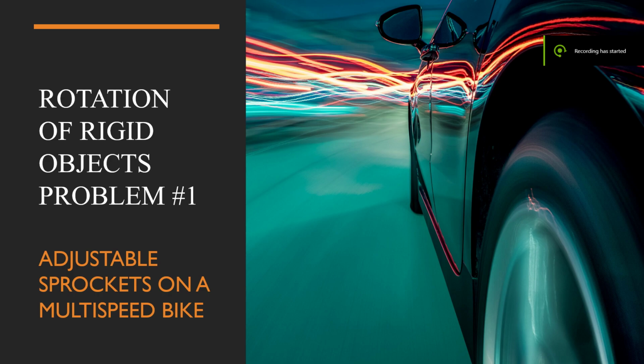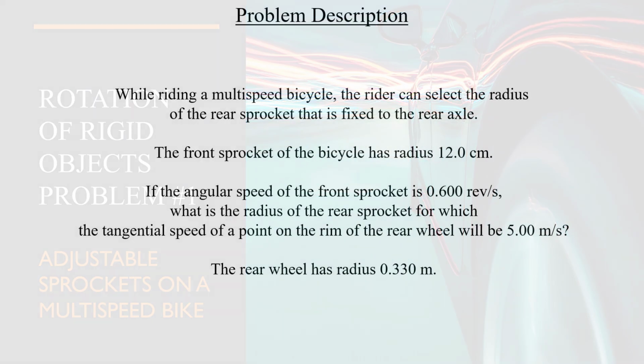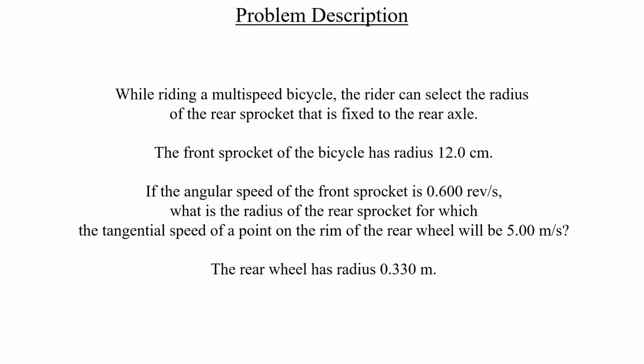Thanks for tuning in. This new chapter focuses on the rotation of rigid objects. And the first one we're going to start with is a bicycle. We want to solve for the radius of the rear sprocket on this bike, given all these details. But before we start, let's take a closer look and draw a picture.